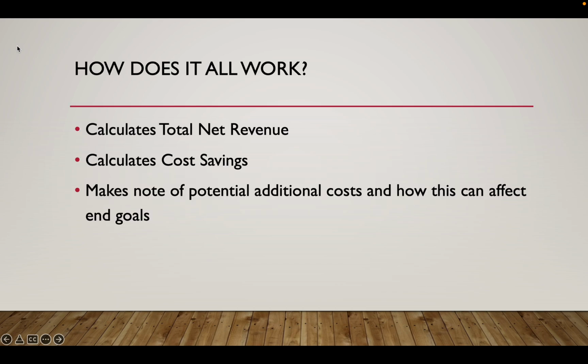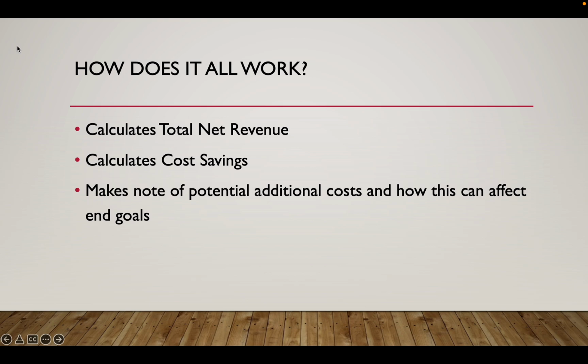So now you look at how the ROI works. There are three things that you can use this for. It calculates the total net revenue, or how much your company stands to gain in profits over a set period of time. It also calculates cost savings. Maybe your return on investment isn't necessarily going to bring in a ton of money, but it is going to save the company a ton of money. And that still is considered a profit in business terms.